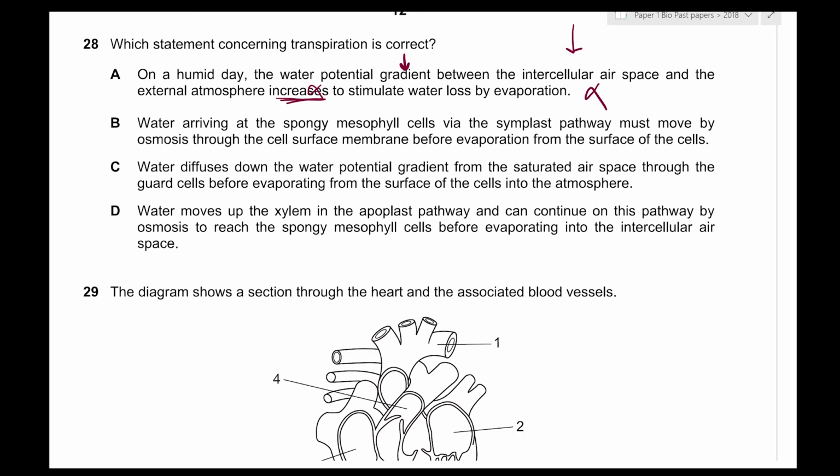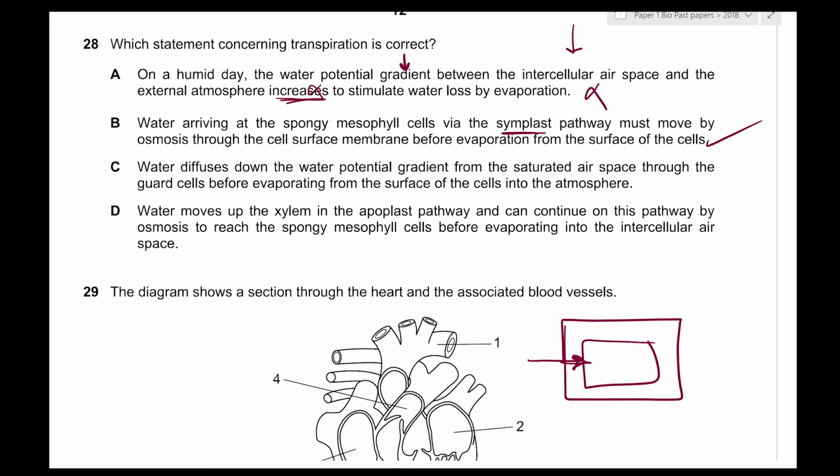So this is incorrect. B. Water arriving at the spongy mesophyll cells via the symplast pathway must move by osmosis through the cell surface membrane before evaporation from the surface. Yes, because the symplastic pathway is the movement of water through the plasmodesmata into the cell, through the vacuole, by osmosis. Therefore, in the symplast pathway, it must move by osmosis through the cell before it evaporates. Therefore, this is definitely correct.